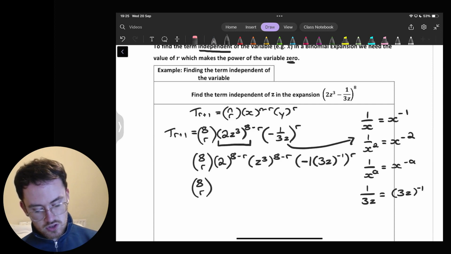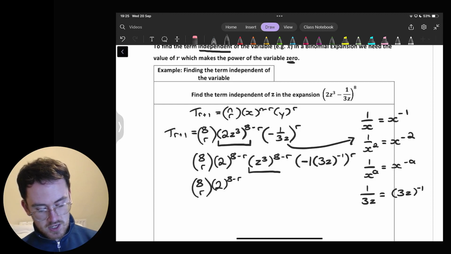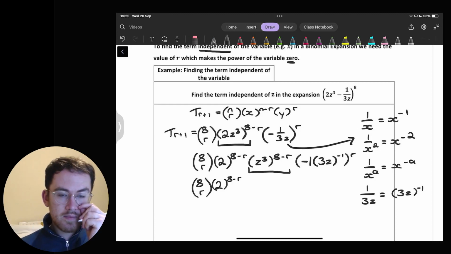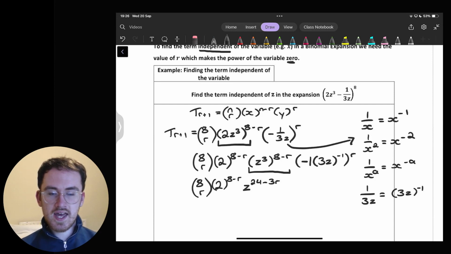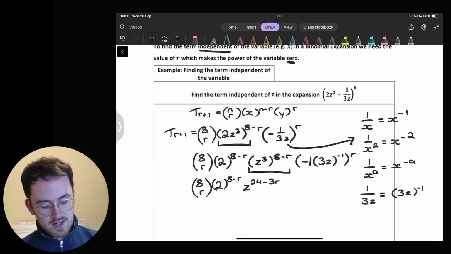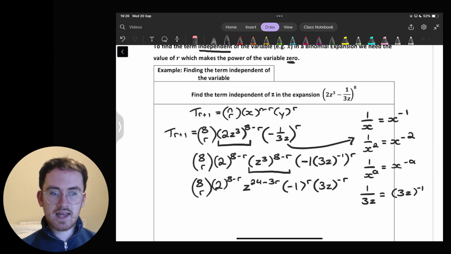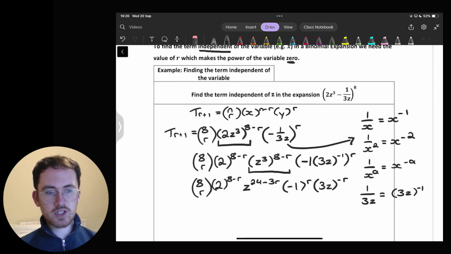So in the next step, we're just going to continue splitting up those terms as we have done. Now looking at this part here with the z cubed, we should remember from our indice rules that I can rewrite that as z to the power of 24 minus 3r. So multiplying by 3 there. If we have a power raised to another power, we can multiply those powers. Then distributing across here, I can rewrite this as minus 1 to the power of r, and 3z to the power of minus r. Using that same rule there again, it's already to the power of minus 1, and now we're raising it to the power of r, so we can multiply those two powers.